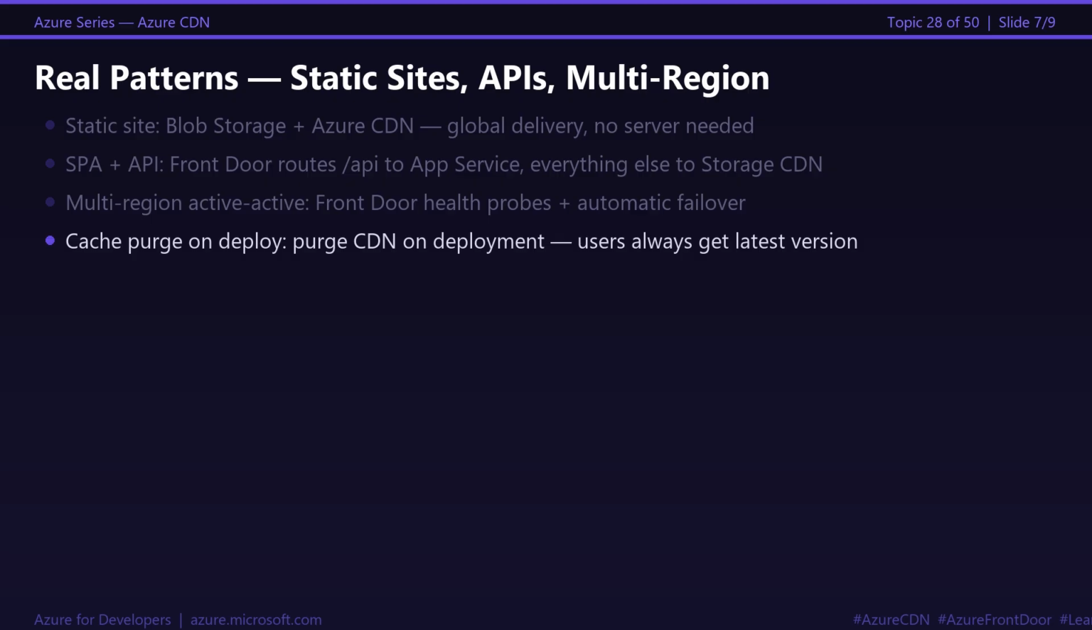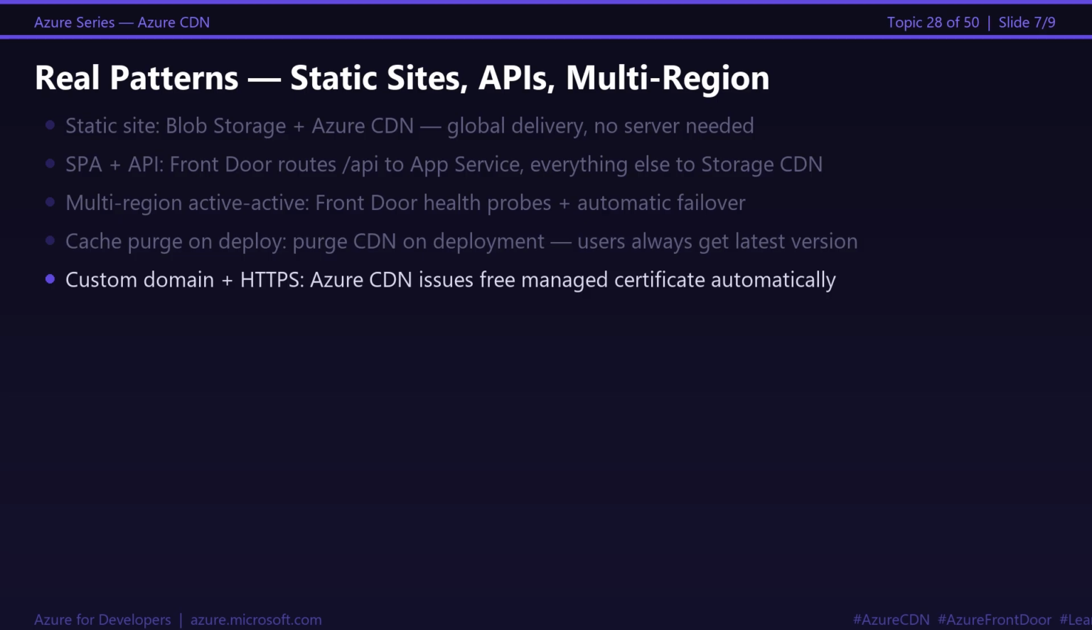Multi-region active-active. App service deployed in East US and West Europe. Front Door monitors both with health probes every 30 seconds. Users in the US hit East US. Users in Europe hit West Europe. If East US fails a health check, Front Door reroutes all traffic to West Europe. Automatic. No DNS changes. No manual intervention.